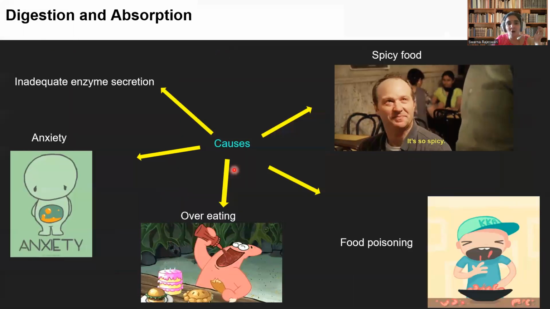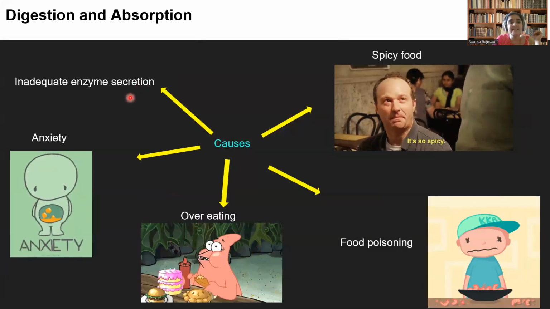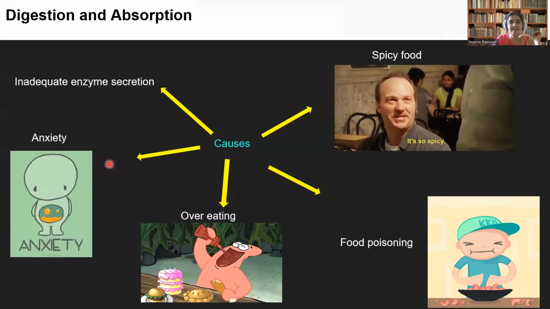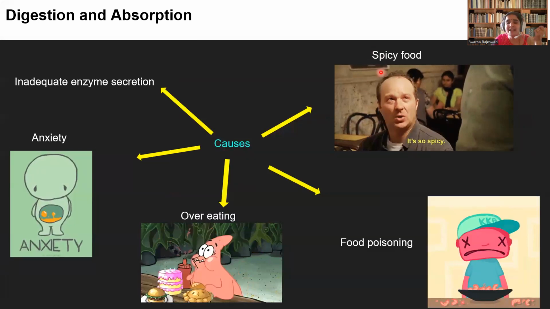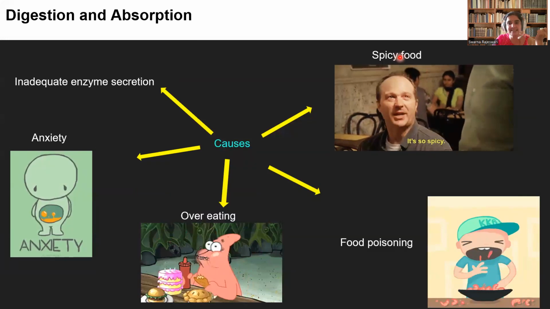Then what are the causes of all these digestive disorders? First, there is inadequate enzyme secretion. The second is when we take too much spicy food. It also causes some digestive disorders like acidity.